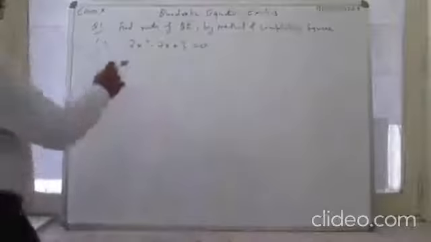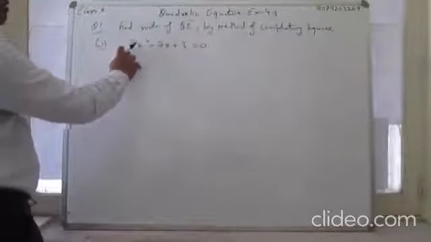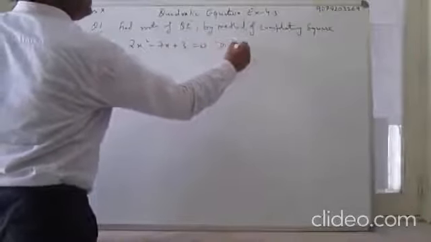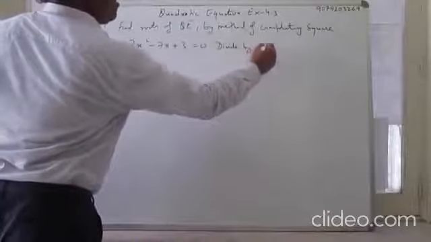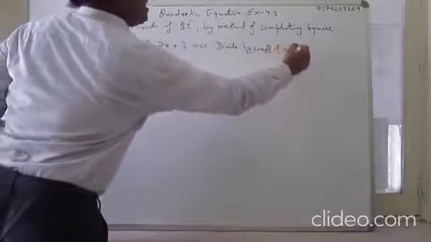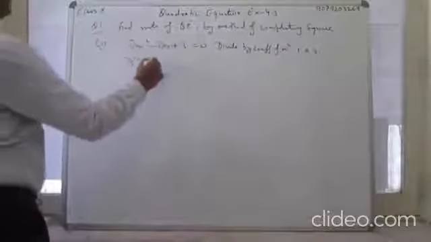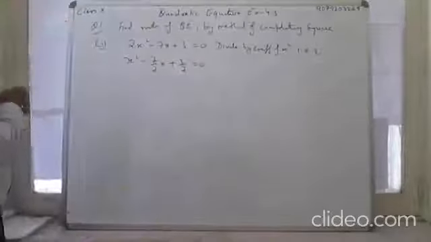Now we know that the coefficient of x square should be 1. So here it is 2. So divide the full equation by 2, that is divide by coefficient of x square, that is 2. So x square minus 7 upon 2 x plus 3 upon 2 is equal to 0.